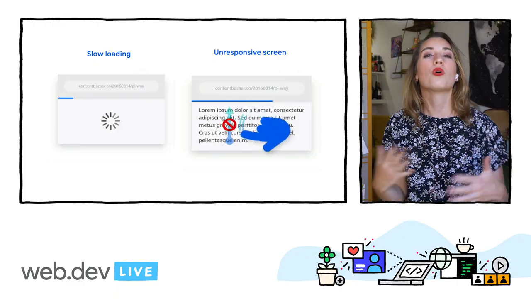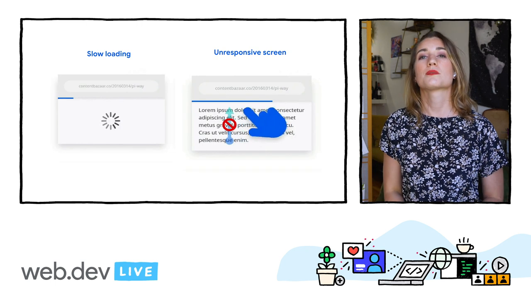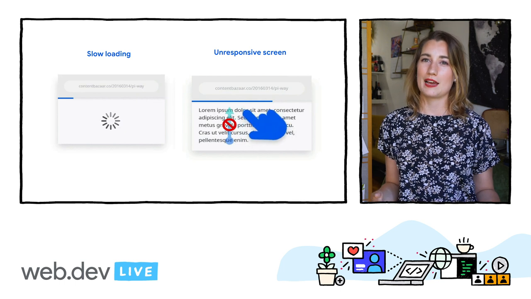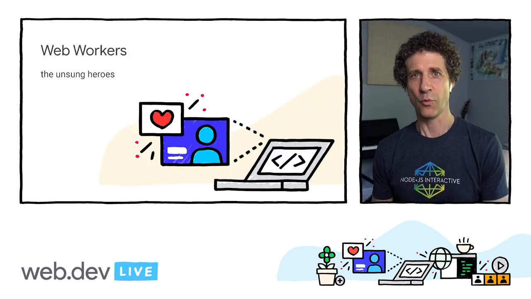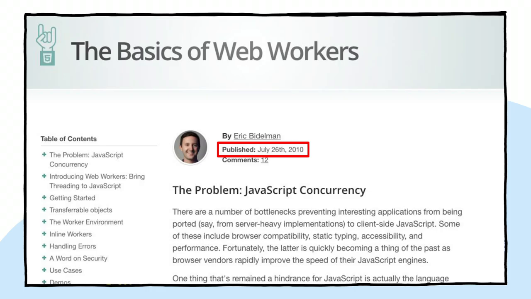All right, this is making some sense. Not only can excessive JavaScript make your page slow to load, it can also make the page slow to respond to users' interactions. I'm guessing this is where web workers come in. Yes. JavaScript in a web worker runs in a different thread. And this is not a new idea. Web workers have been around for about 10 years.